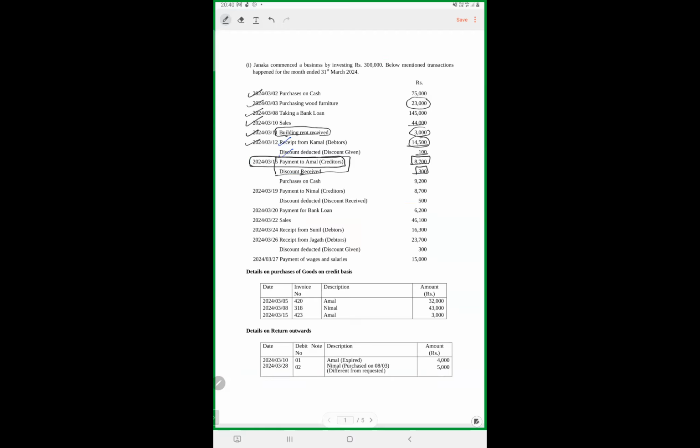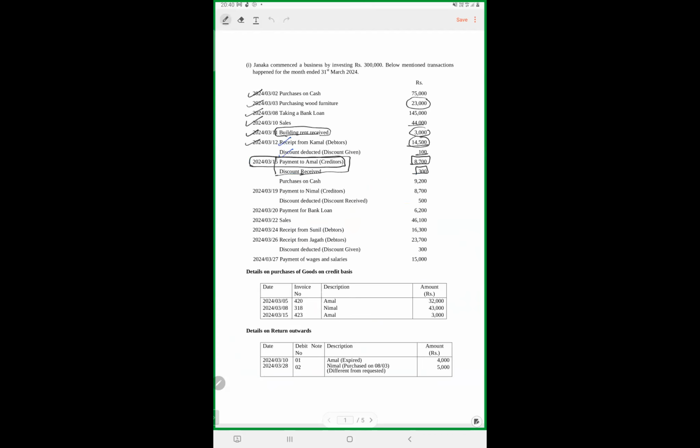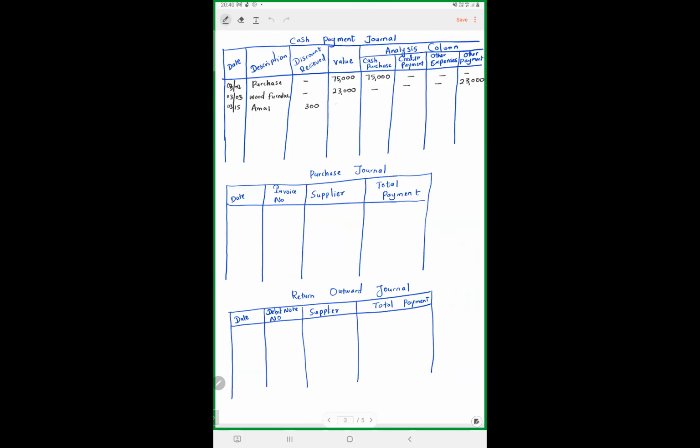After deducting discount, we are paying 8,700 amount. 8,700 amount we are paying to creditors. So then we need to include it in the creditor column, 8,700.